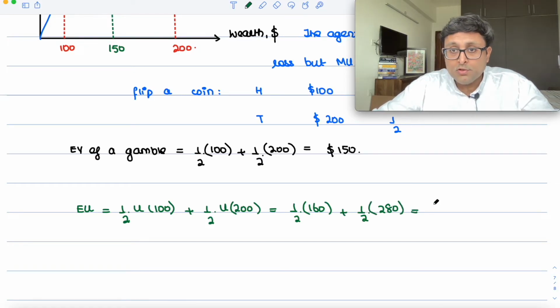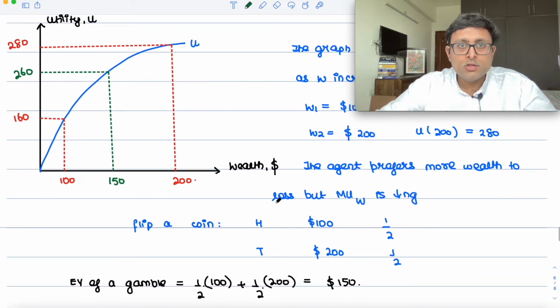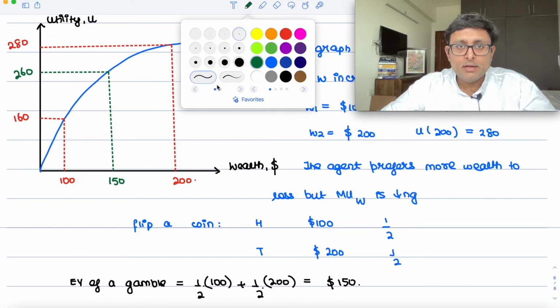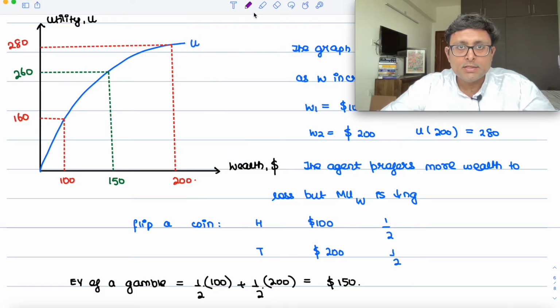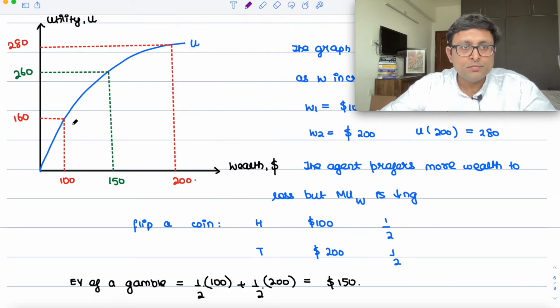And once you solve this, you'll be getting 220. Right? Once you solve this, you'll be getting 220. So expected utility, how do you just, I'll use something like this, and in fact I'll use a bigger one. This looks odd, but okay, let's go.